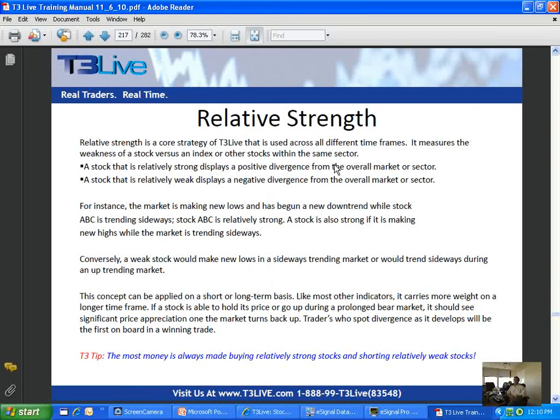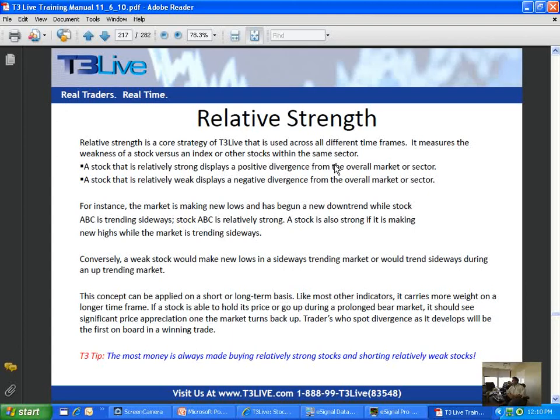Relative strength is one of those strategies that day traders love. They gravitate to it. So the question in the chat earlier was about the S&P futures. Do you trade the S&P futures? Do you take the market in consideration with the stock that you're trading? And this is where that comes into play. Relative strength is a core strategy used across different time frames. It measures the strength of a stock versus an index or other stocks within the same sector. A stock that is relatively strong displays a positive divergence from the overall market or sector. A stock that is relatively weak displays a negative divergence from the overall market or sector.